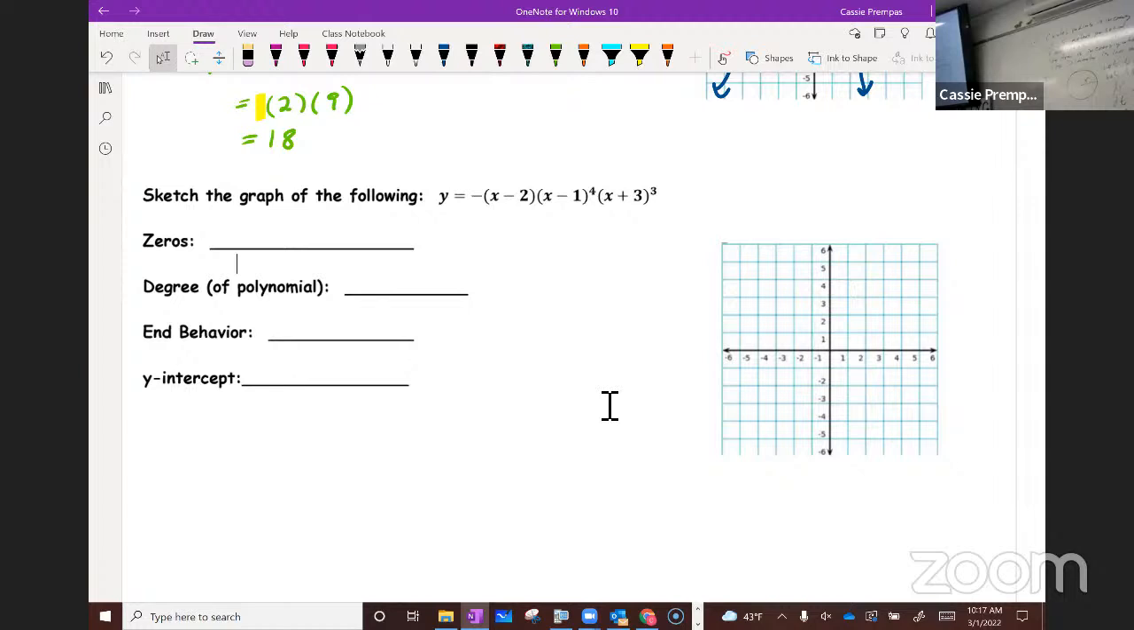The y is going to be giant. It's going to be way off the graph. So negative 2 becomes positive 2. 3 cubed gives you 27. And then negative 1 to the 4th gives you just 1. Negative 1 to negative 1 would be negative 1, this would be negative 2, that would be positive 1. So it's going to be negative 54.